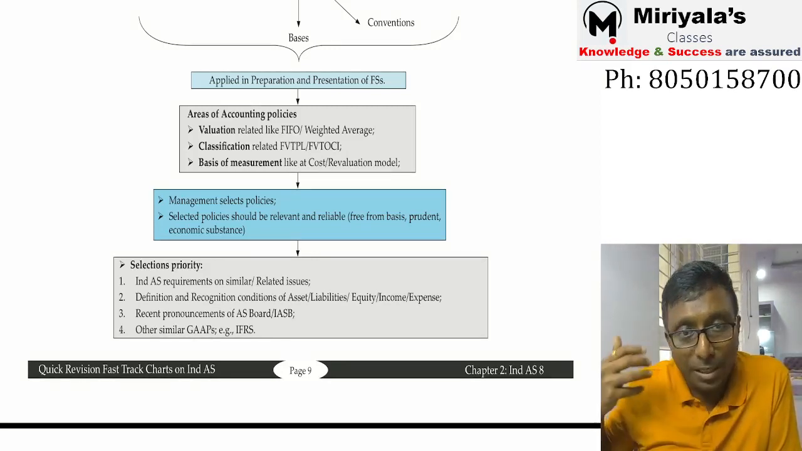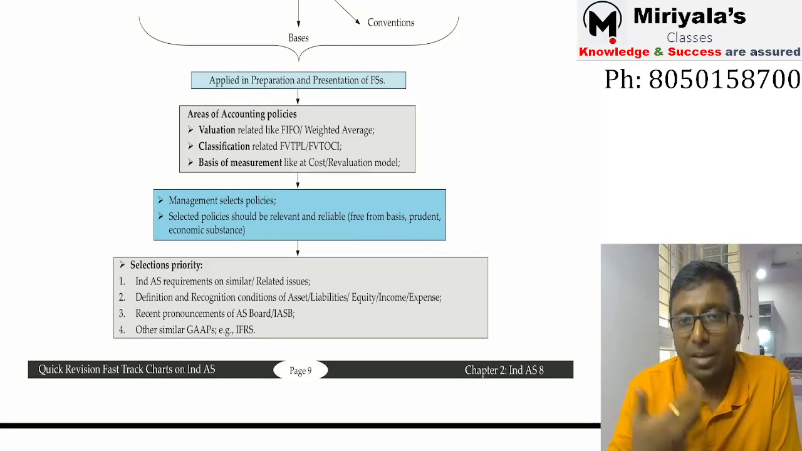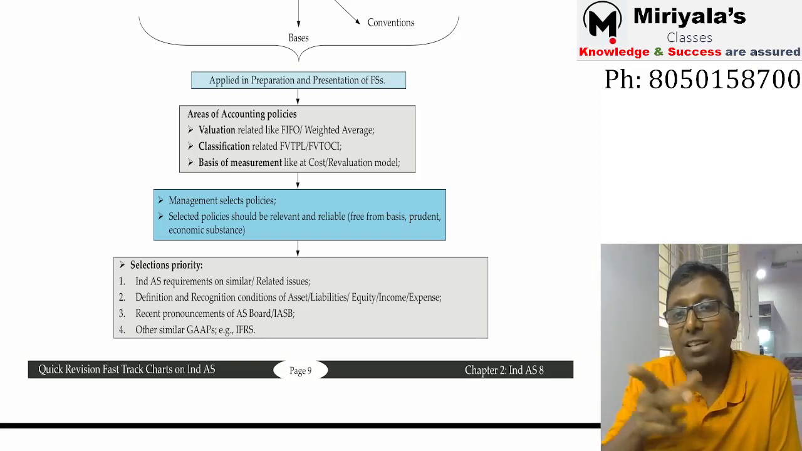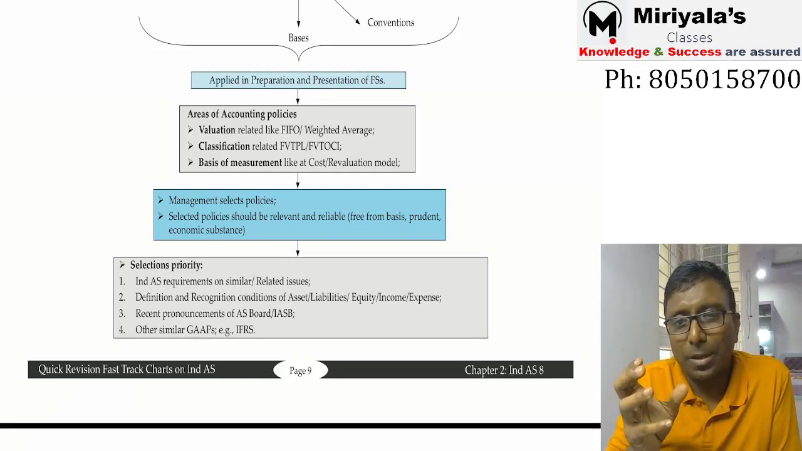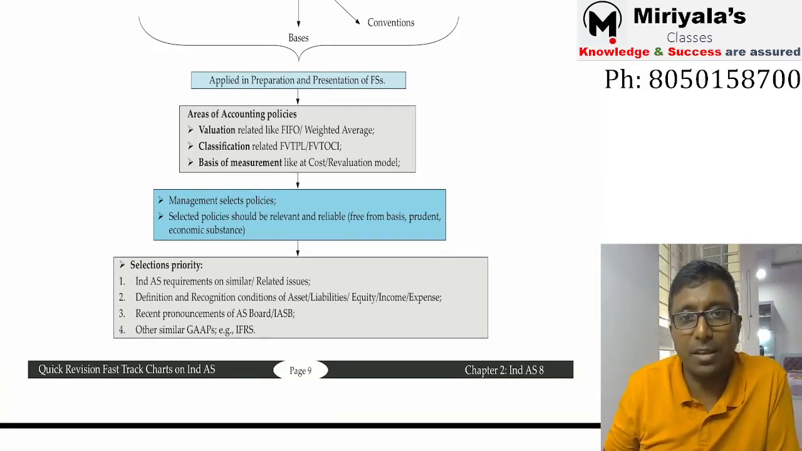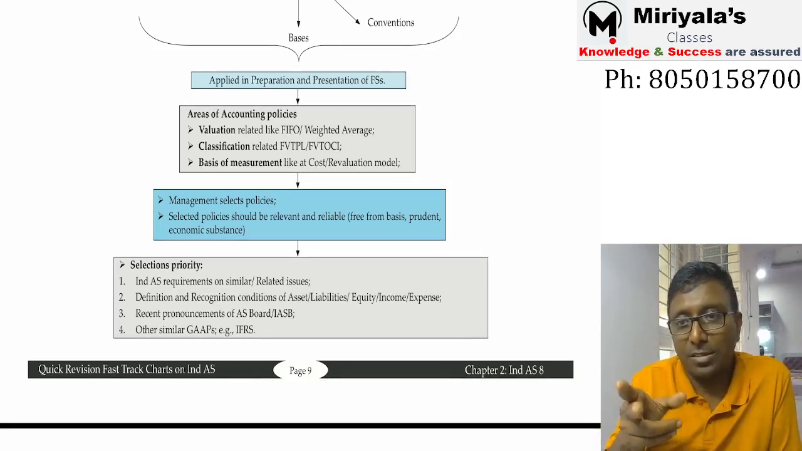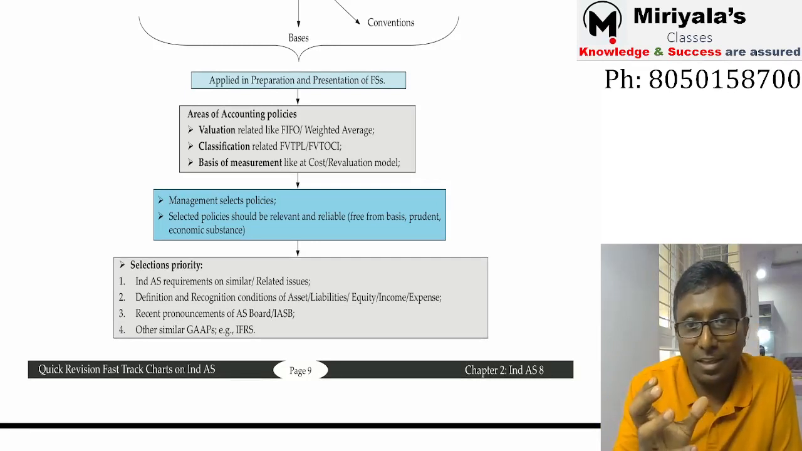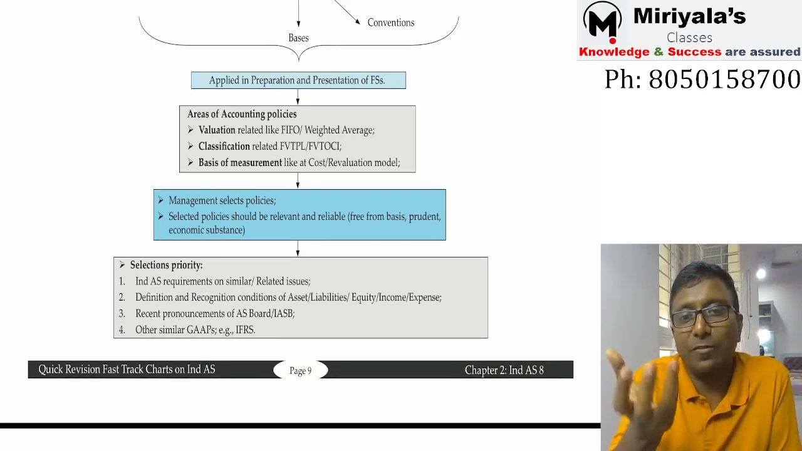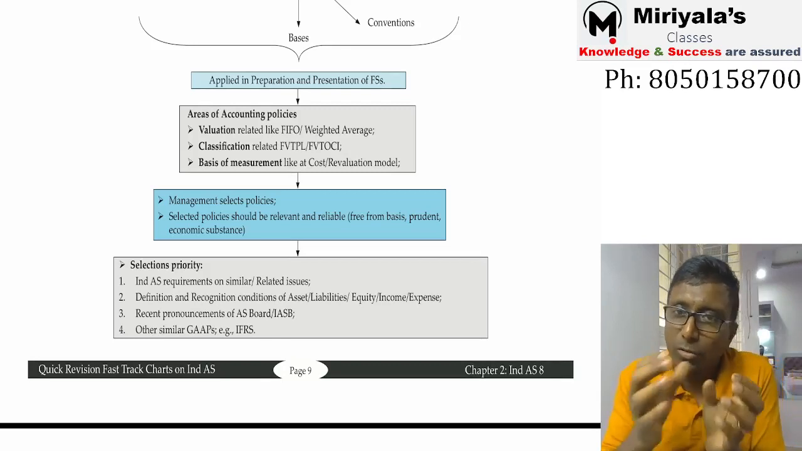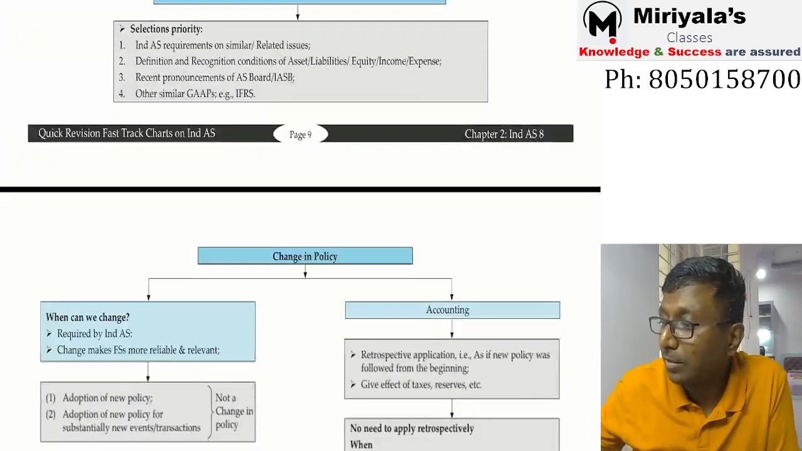And the third one is recent amendments or recent pronouncements of IASB or ASB, if there are any. Then other similar GAAPs, like US GAAP, is also okay, because that is nearer to IFRS, but still there are many differences, more than between AS and Ind AS. The differences with US GAAP are huge actually, but fine. In principle both IFRS and US GAAP are similar, so those GAAPs you can follow if you find some clarity.